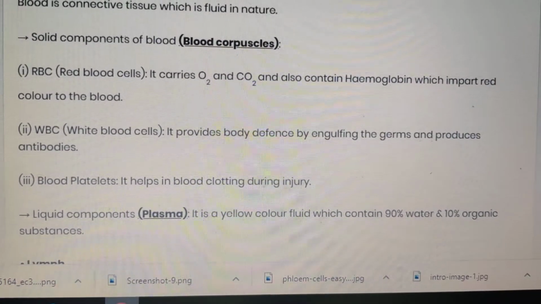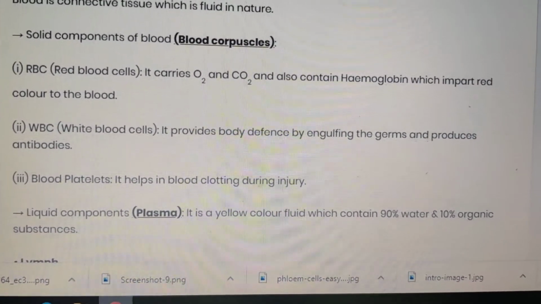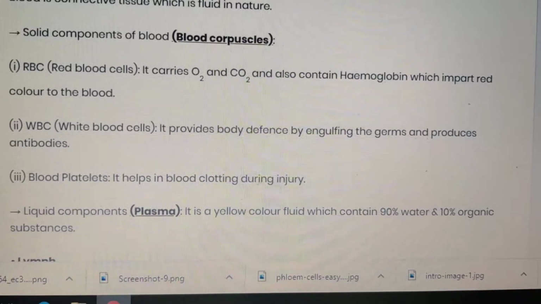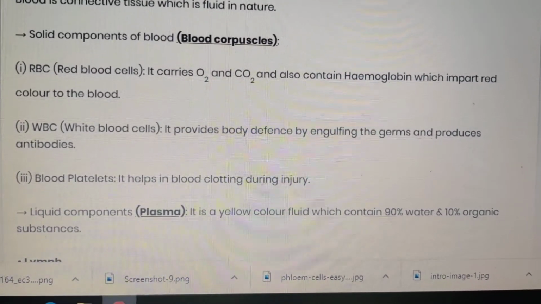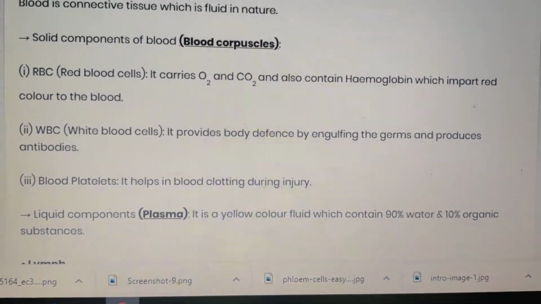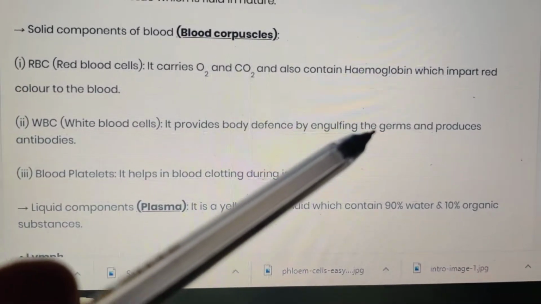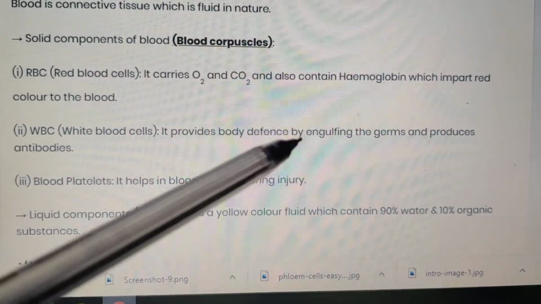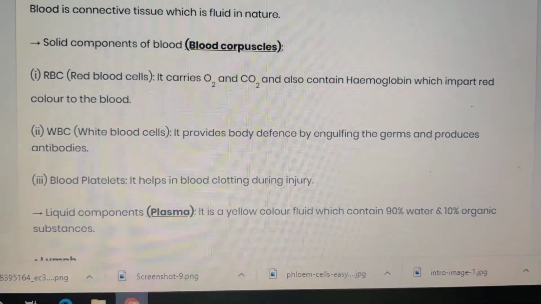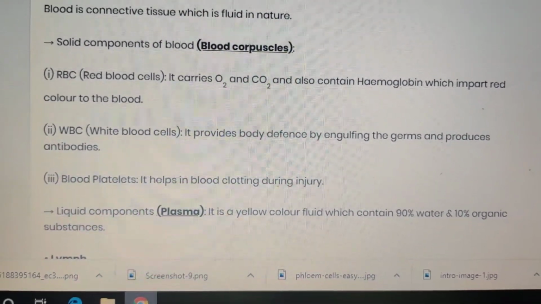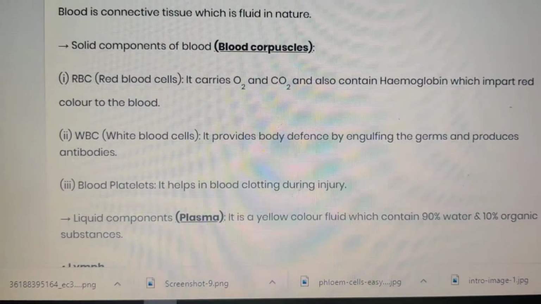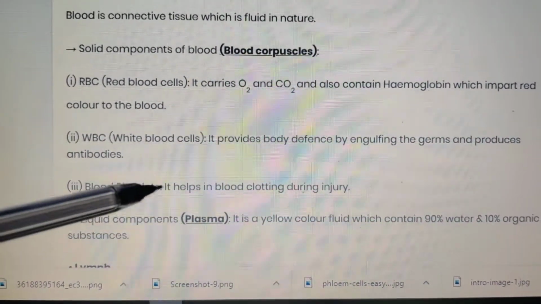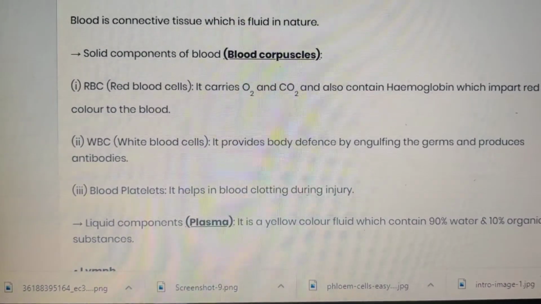WBCs are the white blood cells. They don't have hemoglobin and they help in providing protection against germs. They engulf these germs. Similarly, as the amoeba captures its food, in the same way they engulf germs and produce antibodies. Blood platelets help in blood clotting.